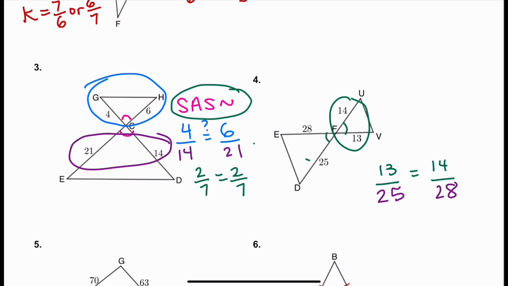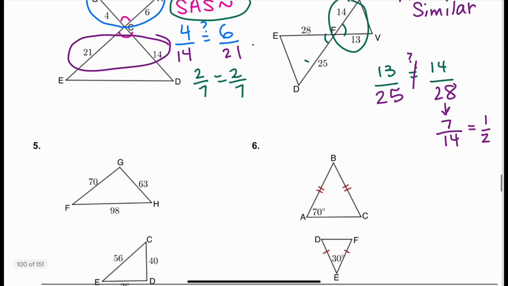We're going to see if they reduce. 13 over 25 does not reduce. 14 over 28 does. 2 goes into 14 7 times. 2 goes into 28 14. This reduces to 1/2. Now 13 over 25 is not equal to 1/2. So these would be not similar triangles, because the fractions did not reduce to the same number here.